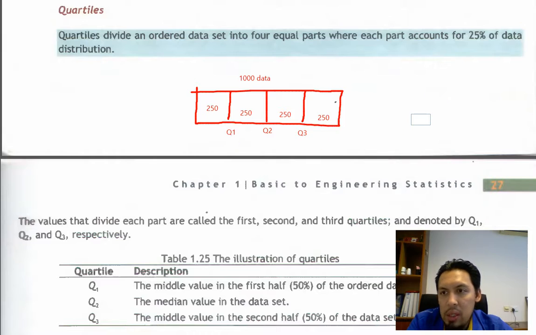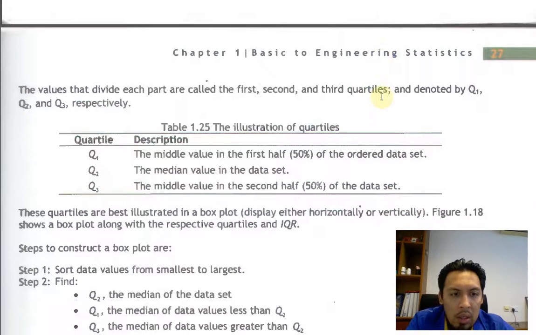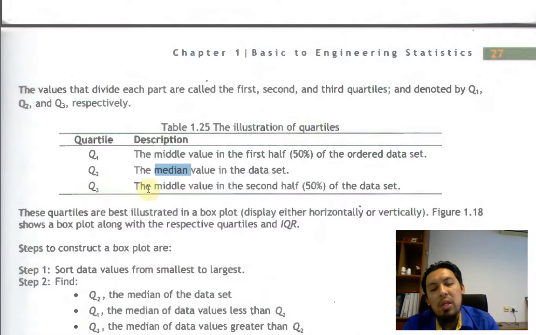That is how quartile will be found. So we have Q1, as I said before. Let's look at Q2 first. It is the middle line, also known as the median of the value. And then Q1 is the middle value in the first half. We look at the first half just now, the middle of the first half, right? And then we have Q3, which is the middle of the second half of the data. Okay.